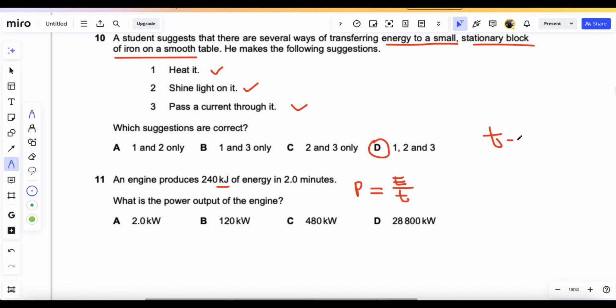When they give you time in minutes or hours, you must convert to seconds. 2 minutes means 2 times 60, because 1 minute equals 60 seconds, which gives us 120 seconds. This is where some students fail, conversions and all of these things. So the time is 120 seconds. The energy must be converted to joules.